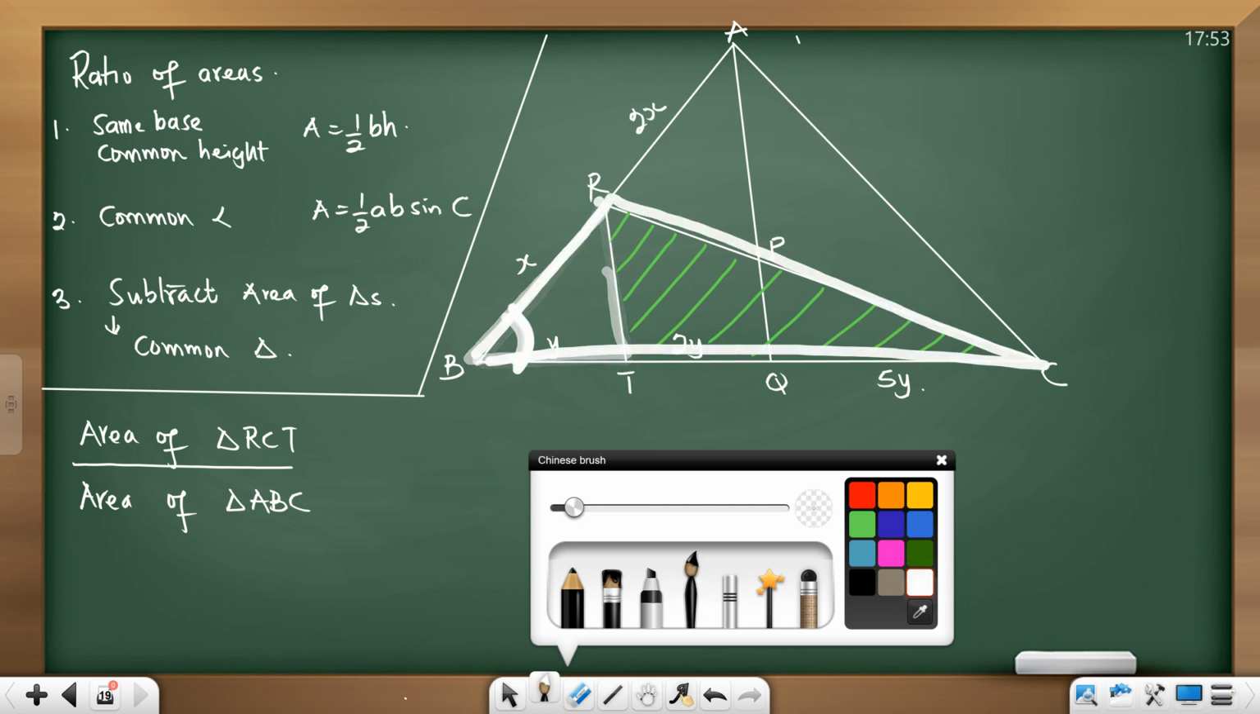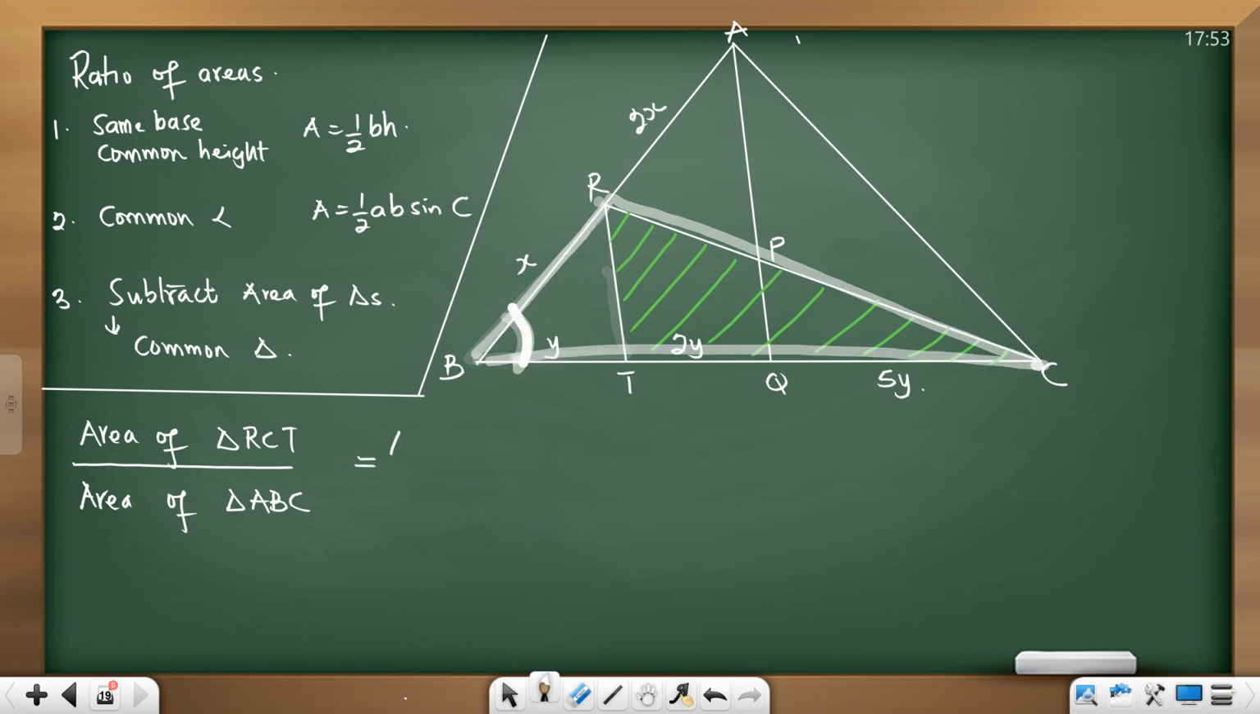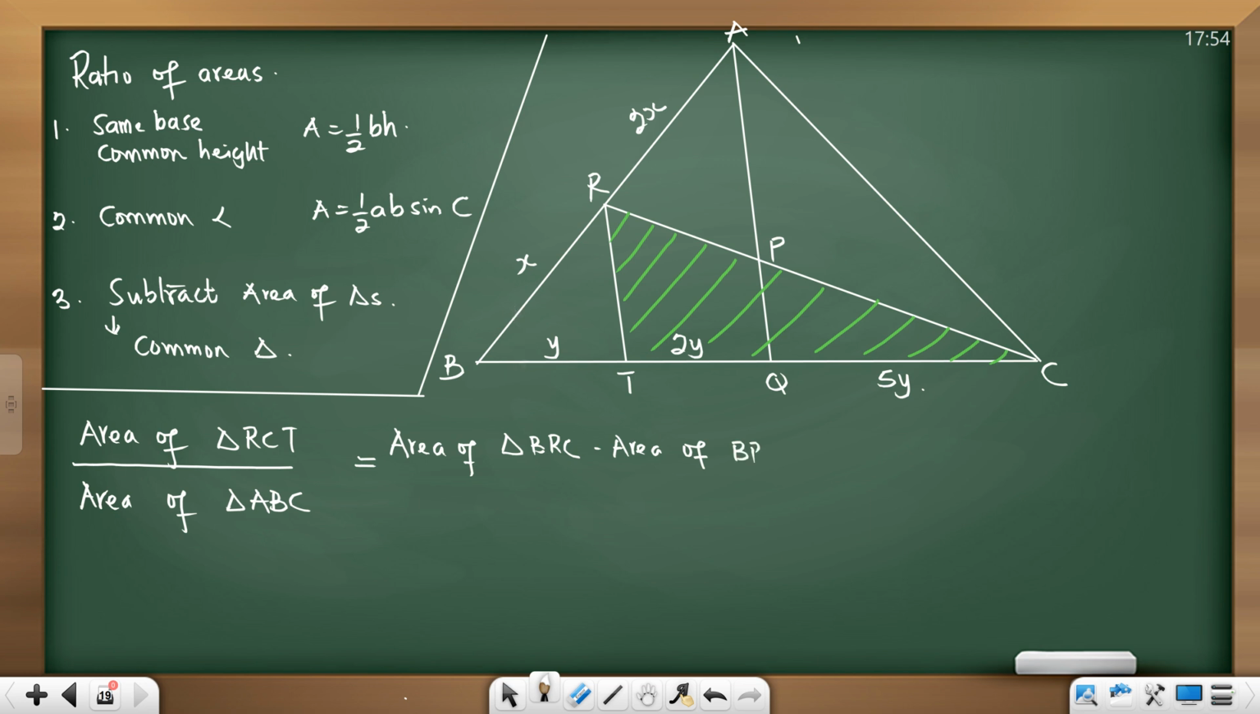So let me know if after writing this you are okay. I'll say area of triangle BRC minus area of what? BRT. That will give me the triangle I'm looking for, RCT, over, my denominator remains the same, area of ABC. I'll tell you why I'm doing this.